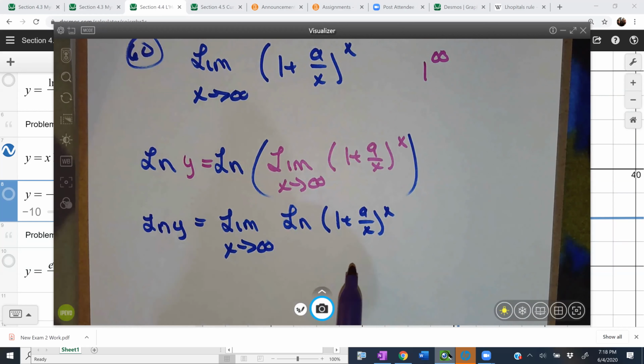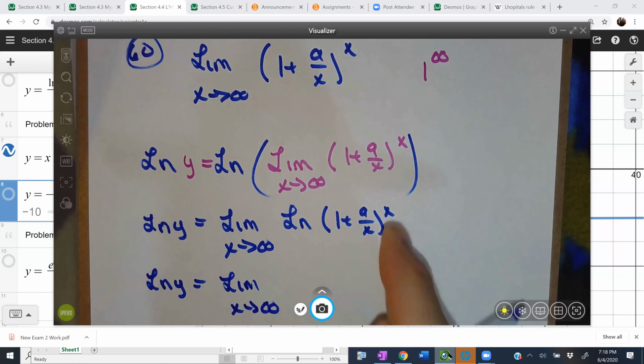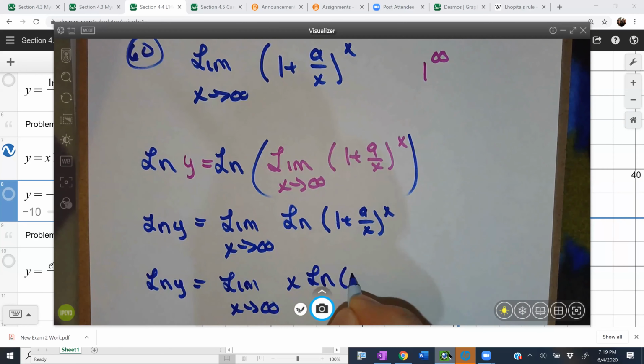So what's going to happen here? What do you think I can do next? The x can come down. Thank you. We're going to use our properties for logs. The x can come out in front, x ln of 1 plus a over x, like that.